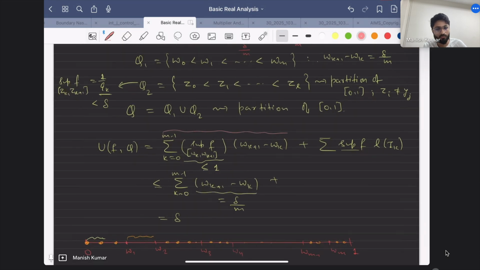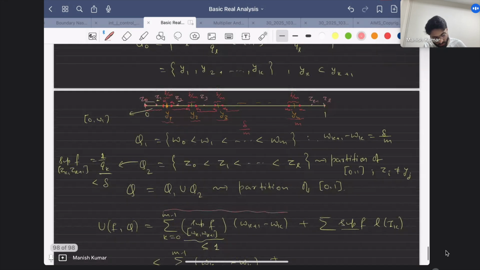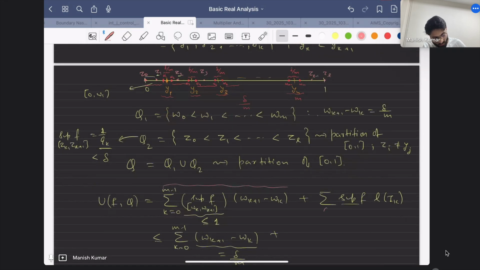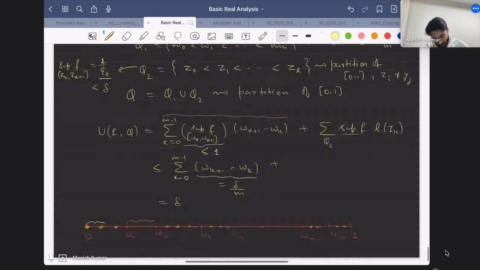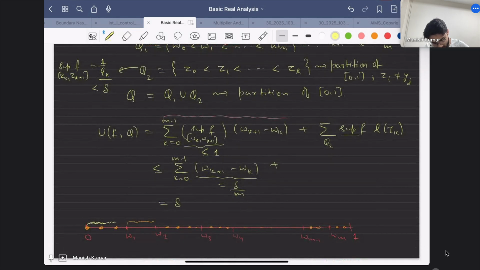Now for that, it is the set q2. This is the summation over this q2. If we look at the suprema of the function in these kinds of subintervals, I think we just need to care about these two. Here we can forget, right? So here you don't need to consider these points.